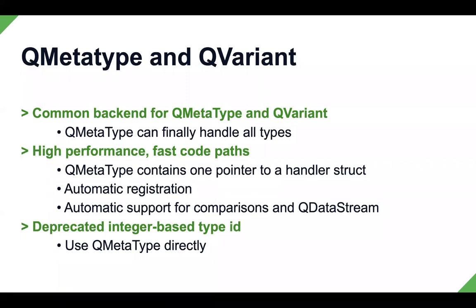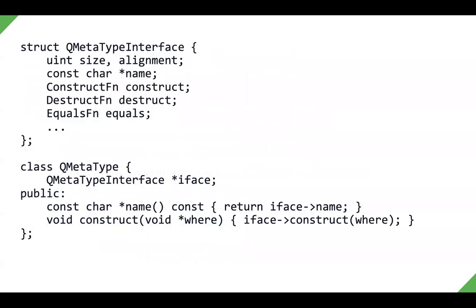QMetaType just contains a pointer to a handler struct. The registration is automatic now, not manual anymore. And we've also deprecated the integer-based type ID. You just use QMetaType directly to identify the type that you have in there. This is done using, as I said, a QMetaType interface structure, and QMetaType just holds a pointer to that interface. That interface has all the introspection information that we need for any given type that we want to introspect in Qt.